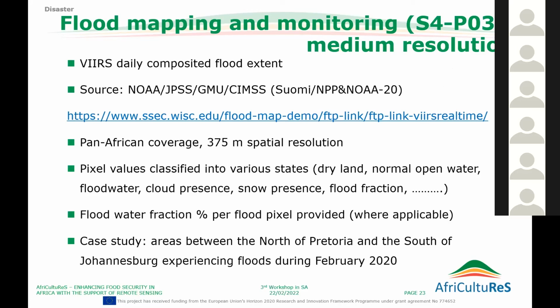Thank you, Giovanni. Let me present the flood mapping, which we do using VIIRS data provided by various sources at 375 meter spatial resolution. We cover the whole of Africa. What we get from that is pixels classified as dry land, normal open water throughout the year, flood water, or cloud and snow, and then the flood water fraction, which is a percentage of flood for each pixel, wherever it's applicable.